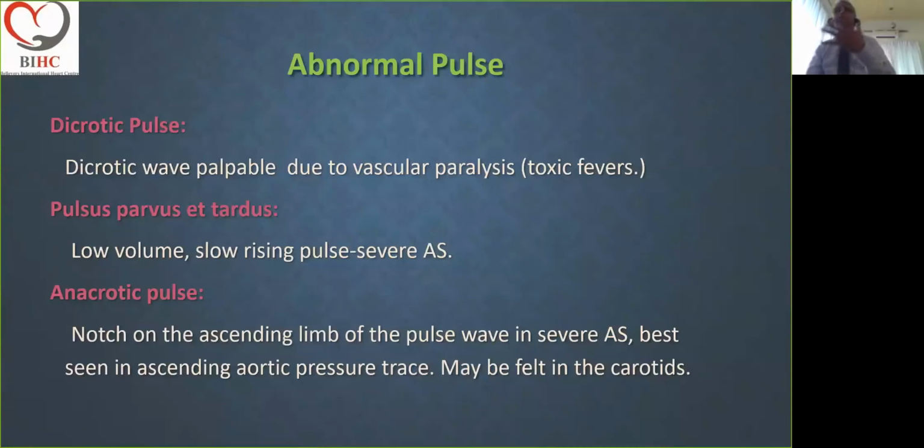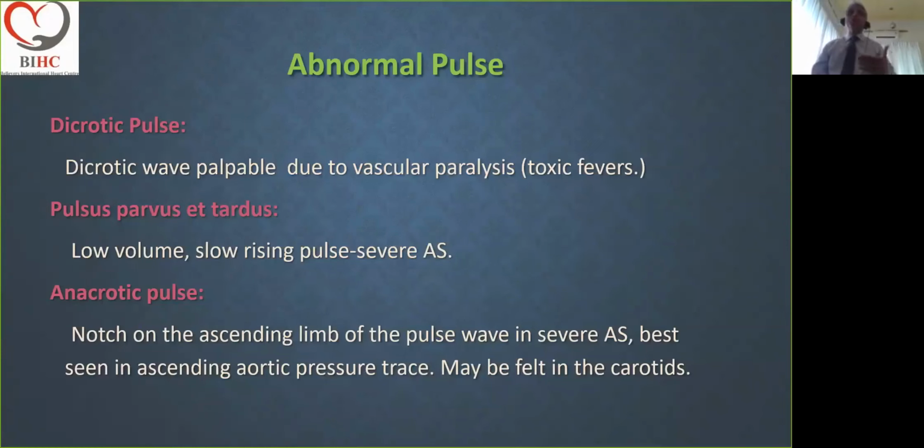Dicrotic pulse is not something that people speak about often, but it was commonly seen in typhoid fever in the past. This is because the dicrotic wave is palpable due to a vascular paralysis. The normal tone of the arteries prevents you from palpating the dicrotic wave. But when the vessels are paralyzed due to the toxins generated during toxic fevers, you get it. Today you will more likely see it in dengue fever than in typhoid fever.